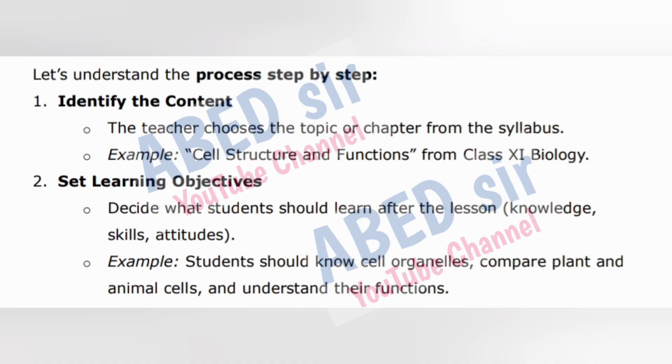2. Set learning objectives. Decide what students should learn after the lesson: knowledge, skills, attitudes. Example: students should know cell organelles, compare plant and animal cells, and understand their functions.